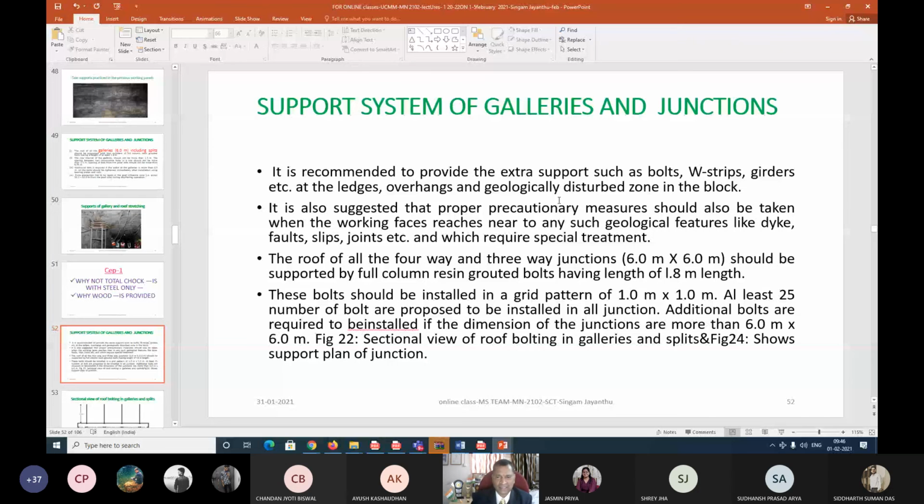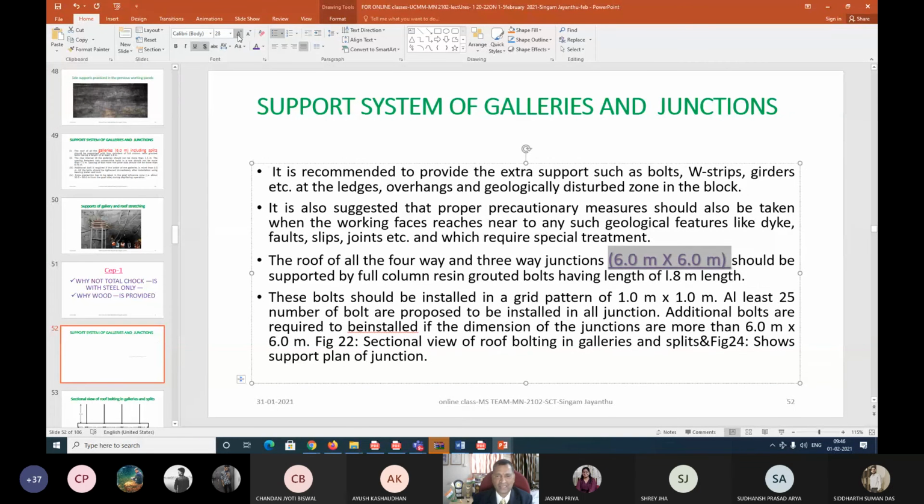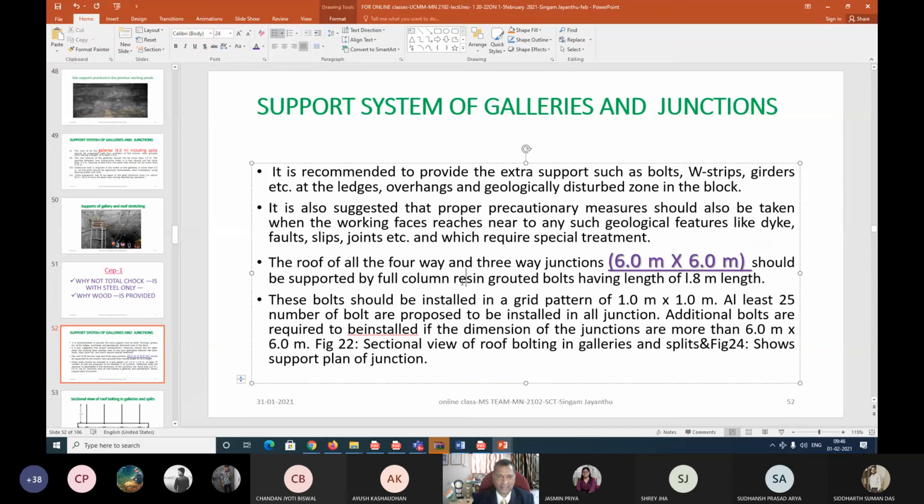So in this case, what type of supports did they use in the galleries and in the junctions? I'm showing a little bit more here, right? So 4-way junctions, because this junction is becoming a little bit bigger, 6 meter by 6 meter here, because this is exposing more and more area. This is all supported with full column resin grouted bolts, right? And then, of course, you are supposed to take care of some type of ledges, overhangs, and geologically disturbed zones.